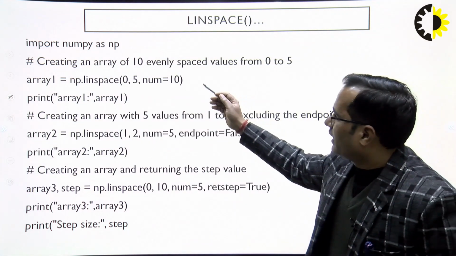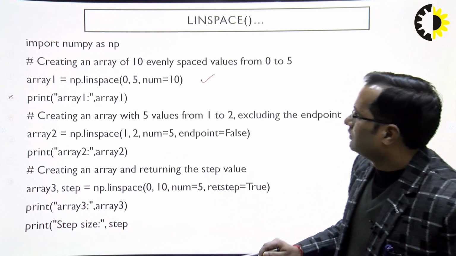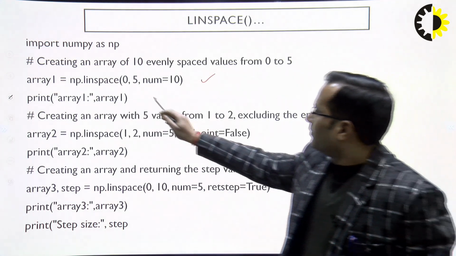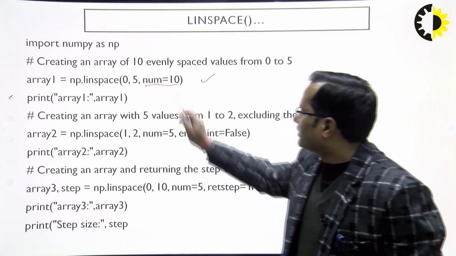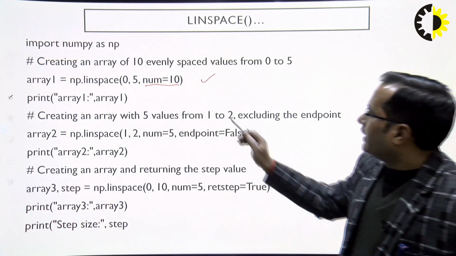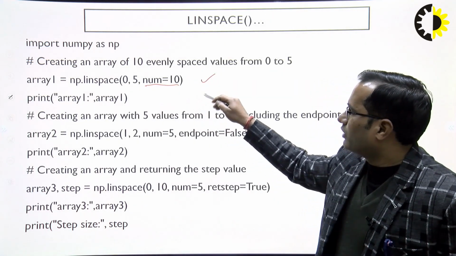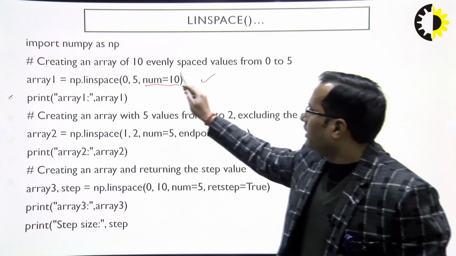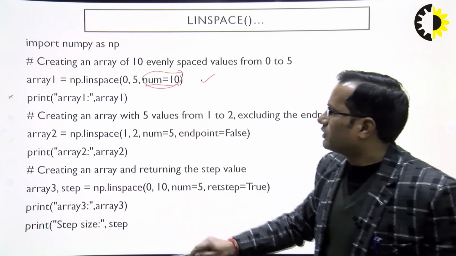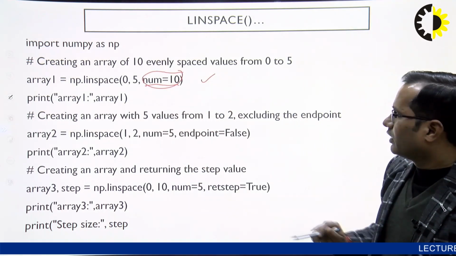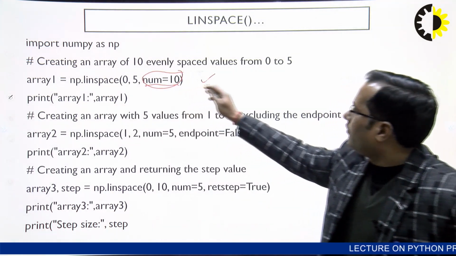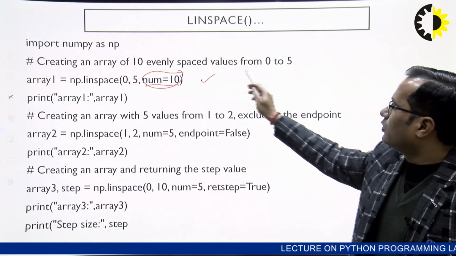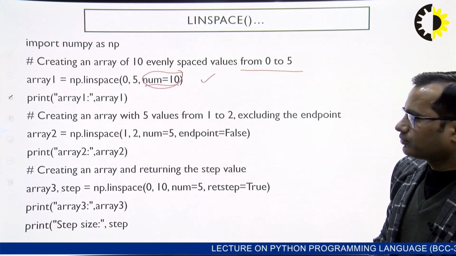This is the code. We have created an array 1 here. This is the num parameter. That means we want to create 10 numbers. We want to create 10 evenly spaced numbers from 0 to 5. This means we want to create an array of 10 evenly spaced values from 0 to 5 here.